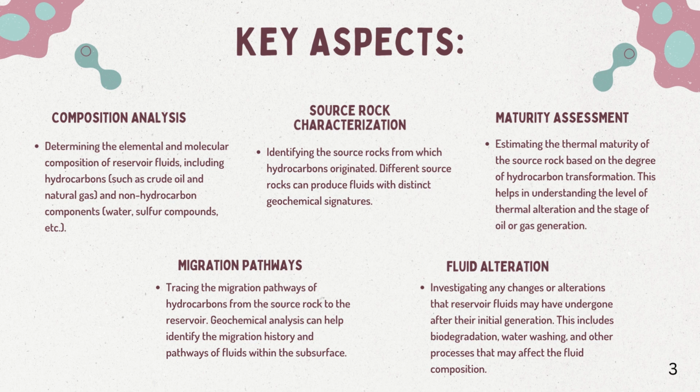So next one is migration pathways. Basically, geochemical tracers such as stable isotopes and specific biomarkers can be used to trace the migration pathway of hydrocarbons. These tracers help to determine the direction and extent of fluid movement within the subsurface, aiding in the understanding of the migration history of hydrocarbons.